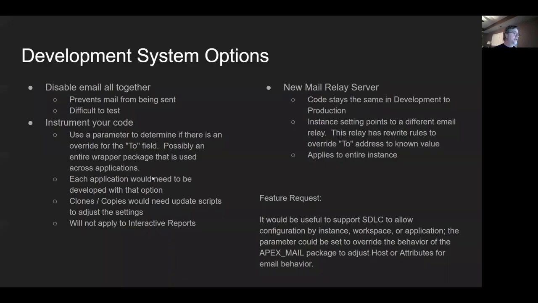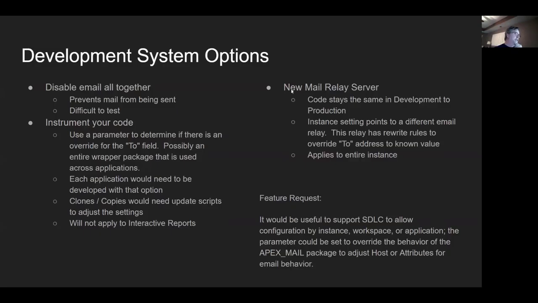The issue is that each application needs to be tweaked. You need to make sure they're all using the correct wrapper API. Clones and copies would need to be updated to make sure that those parameters are there, depending on what degree you set them to. And also, it doesn't necessarily apply to interactive reports. If they're doing the scheduling or anything like that, it won't. Your API call doesn't necessarily override the basic Apex one. So some pros and cons there.